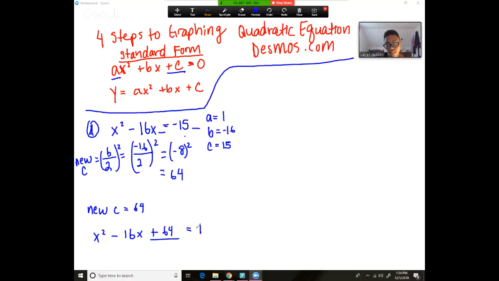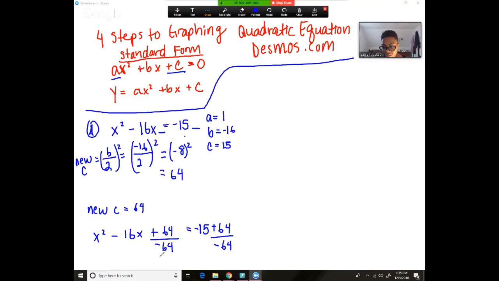What this does is balance out the fact that we're adding 64, because we can't really just add 64 to one side of the equation, because that's changing the equation totally. But if we add 64 to both sides, we're basically just adding 0. We're not really adding anything, right? Because if we subtract 64 on both sides, you end up with 0 and you end up with nothing. It's basically adding 0.